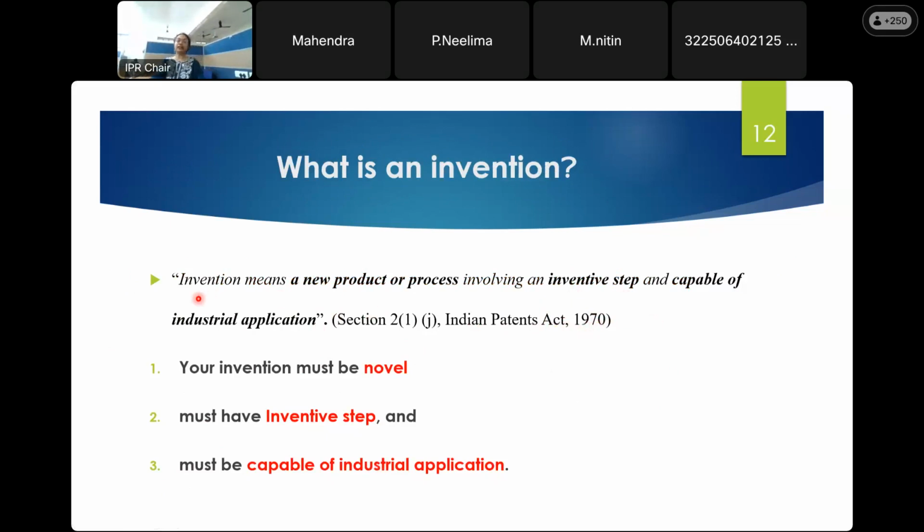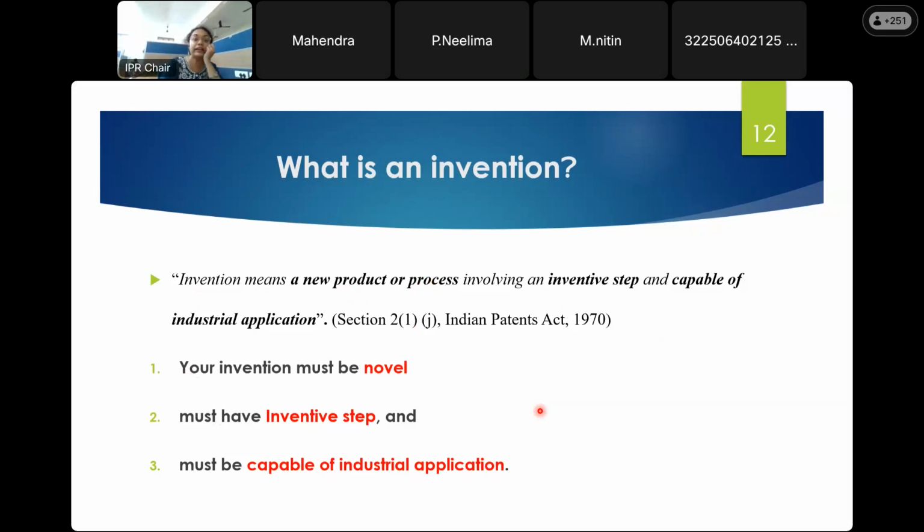So invention means a new product or process. That is the first condition. So your invention must be novel. Novel means a new product or process. The second condition is involving an inventive step. So it must have an inventive step. The third condition is capable of industrial application.